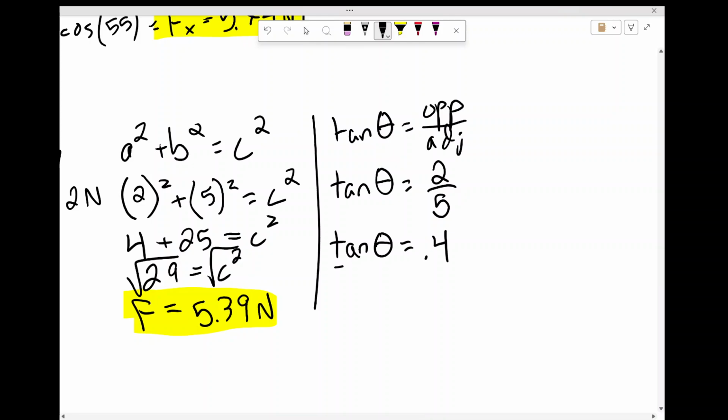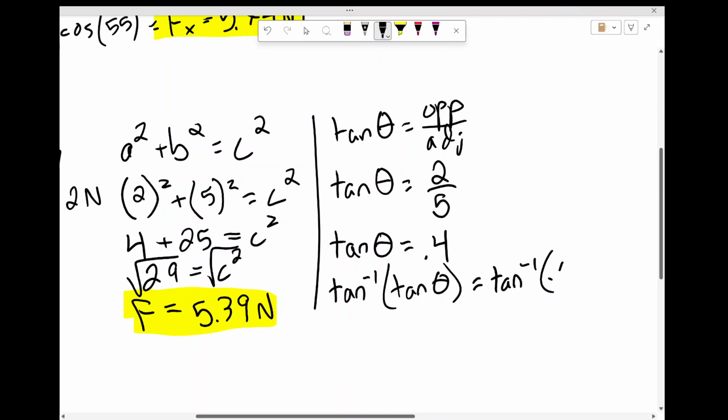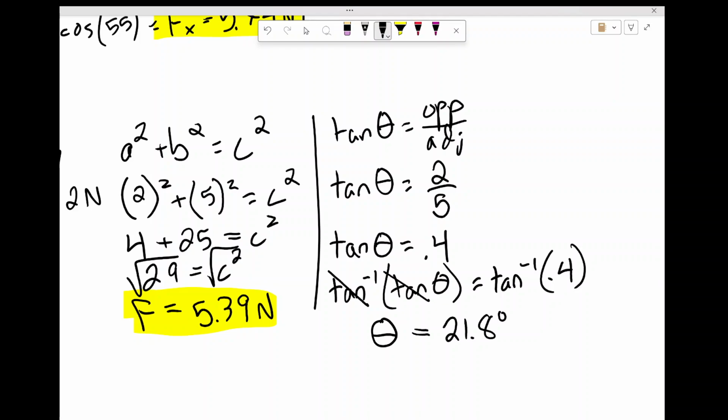As a reminder, tan theta is kind of stuck together. That stands for a number. So if we use inverse tangent of tan theta, that's going to equal the inverse tangent of 0.4. The same way that we would put the function and the number into the calculator, we can use inverse tangent the same way. So the inverse tangent gets rid of the tangent, leaving theta as the variable. And then the inverse tangent of 0.4 is 21.8 degrees. And that would be our angle.